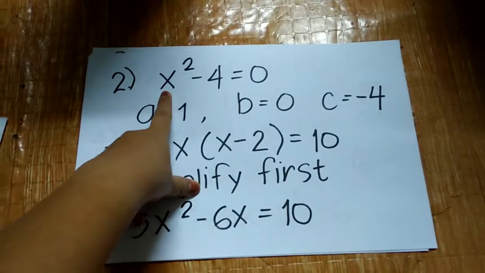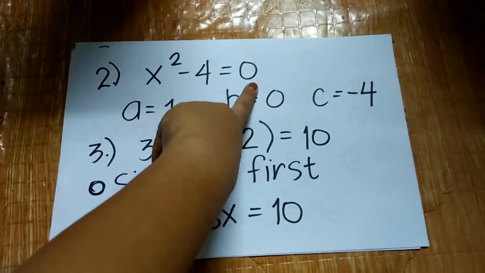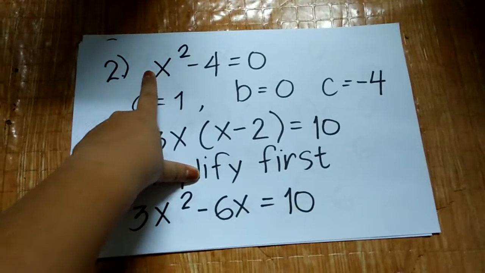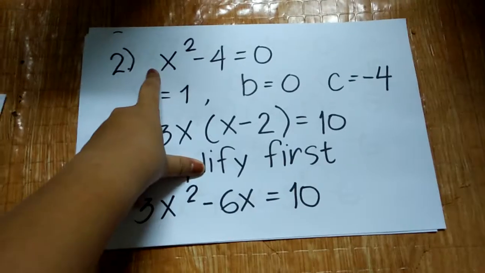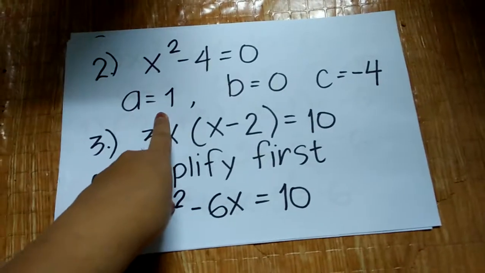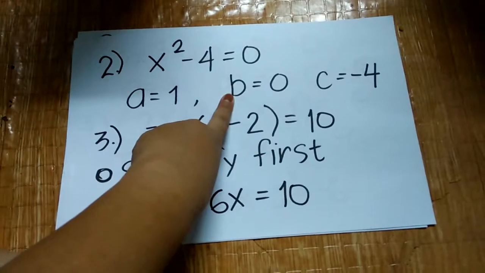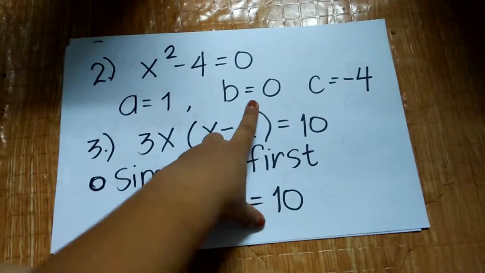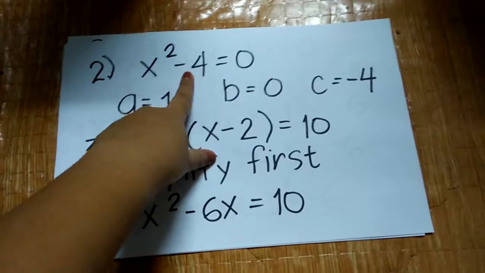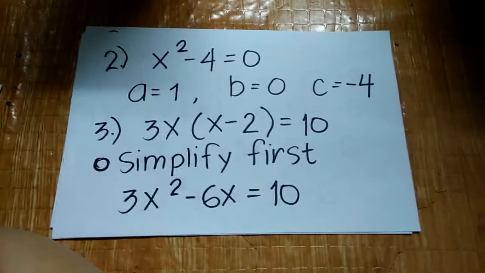Alright, halimbawa, this one. X squared minus 4 is equals to 0. So, ang a natin, yung may x squared, ano yon? So, automatically, meron tayong 1 or invisible 1 here. So, a is equals to 1. B, yung may x, nawawala siya. So, meaning to say, 0, wala. And then, yung letter C, ayan, si negative 4. Kaya C is negative 4.